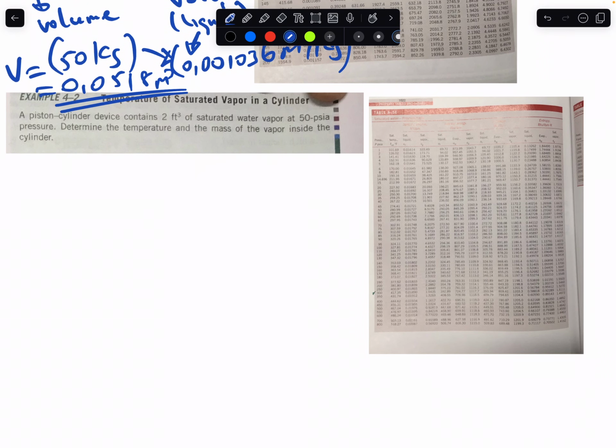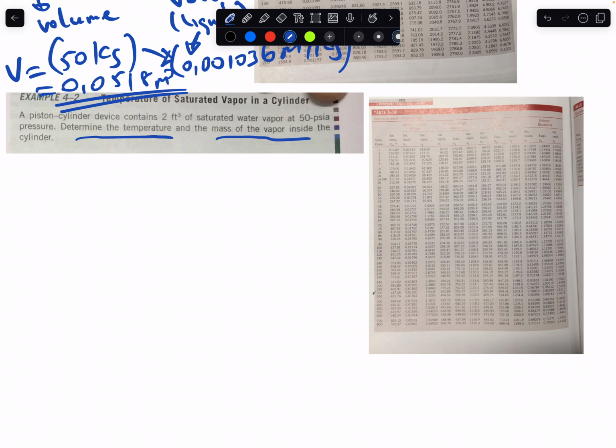For the next question, we are told that a piston cylinder contains saturated water vapor at a given pressure, and we need to determine the temperature and the mass of vapor inside the cylinder. Like I said, you have to ask yourself a fundamental question. Which property table am I going to use? And how do I make such determination?